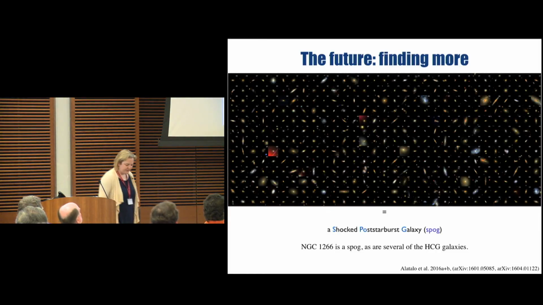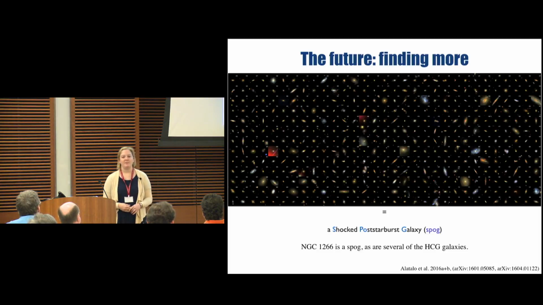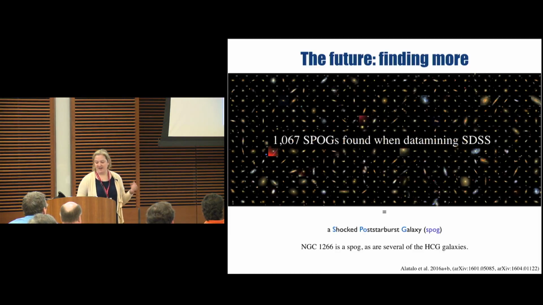The next thing we want to do is see if you only have star formation suppression in these special circumstances. So what we did is we looked at the properties of NGC 1266. We saw that it had shocked ionized gas and a post-starburst stellar population. And we turned it into a set of criteria to data mine the Sloan Digital Sky Survey to find out if there were more galaxies like this.